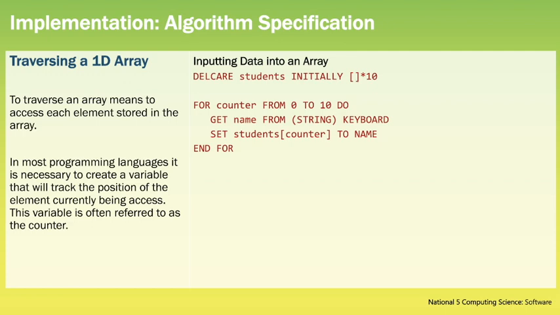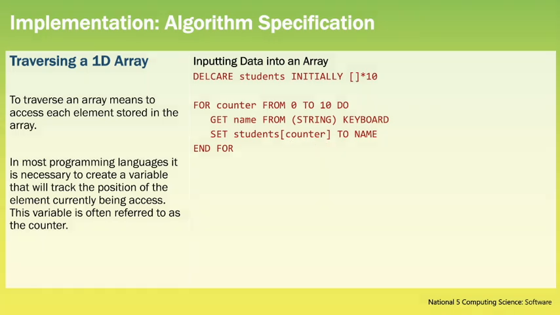So let's look at how we input information into our array. Firstly, we create our array. In this case, it has been called students. Next, we have a fixed loop. And this fixed loop repeats for the length of the array. So the array has 10 items, so we repeat 10 times. We then get the name from the keyboard, and we then add that name to the students array. And the counter is the value that keeps track of where we are in the array.